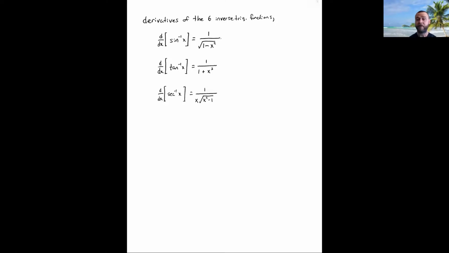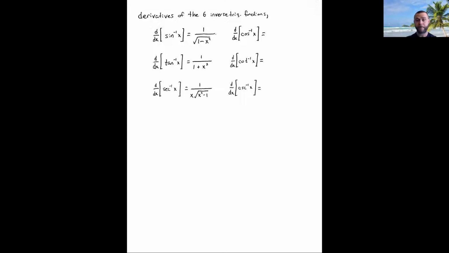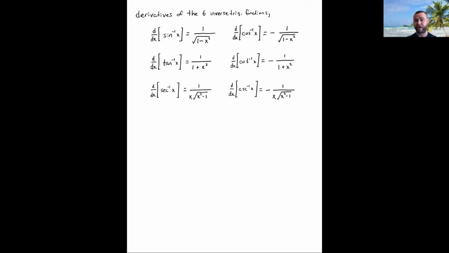Okay, now that's 3 out of the 6 inverse trig functions and their derivatives. We have 3 more to go, but they fit a similar pattern to the derivatives of the basic 6 trig functions. The other 3 all get a negative in their derivatives, but now it's pretty much the negative of the related inverse trig function. Notice the derivatives of sine inverse and cosine inverse are very similar, just with a negative, and that pattern continues through cotangent inverse and tangent inverse, and cosecant inverse and secant inverse.